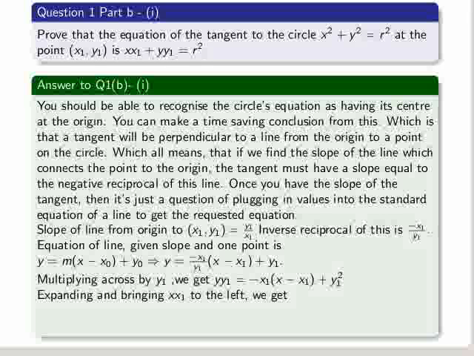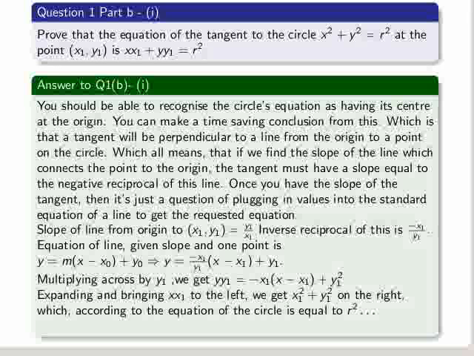Expanding and bringing x1 x to the left, we are left with x1 squared plus y1 squared on the right, which, according to the equation of the circle, which we're given in the question, is equal to r squared. That's it. We've shown that x times x1 plus y times y1 is equal to r squared, that being the equation of the requested tangent.